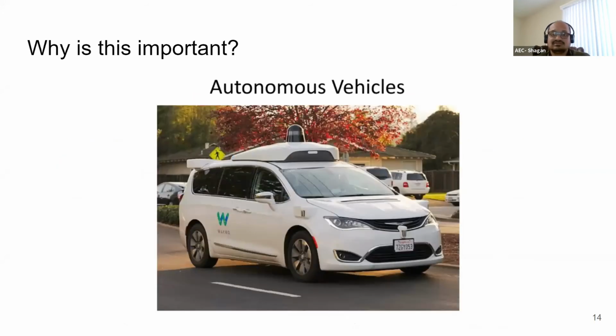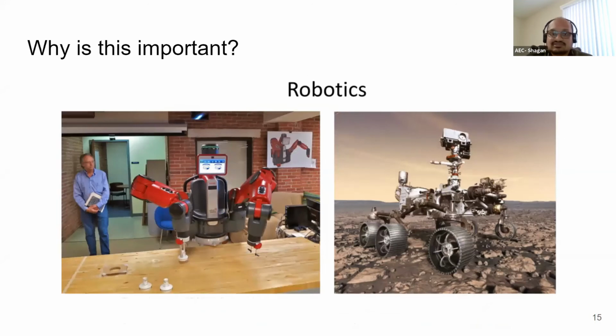Autonomous vehicles is one, and then another application is robotics. A few weeks ago, we heard about the robot landing on Mars. That's a very useful and important application of robotics. Other applications are in manufacturing. You want the manufacturing factories to be more efficient to help the humans. That's where these robotic applications are getting used.